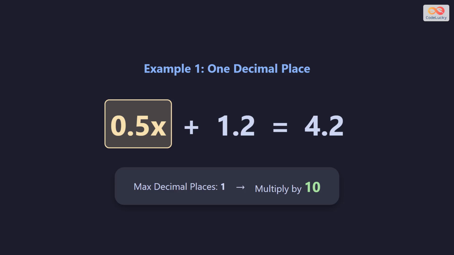Let's try this first example. 0.5x plus 1.2 equals 4.2. We look at the numbers. They all have just one decimal place. Since the maximum is 1, we need a number with 1 zero. So, we will multiply everything by 10.